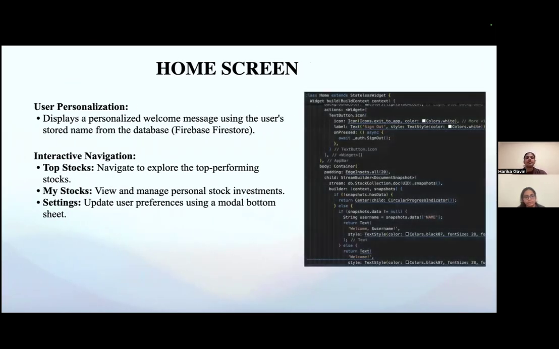So the home screen is used to display the user's personalized screen, displaying the stocks. It displays a personalized welcome message using the user's stored name from the database. And there's interactive navigation: top stocks, to explore the top performing stocks, my stocks, to view and manage personal stock investments, and settings, to update the preferences using a modal bottom sheet. So this is how the structure looks like.